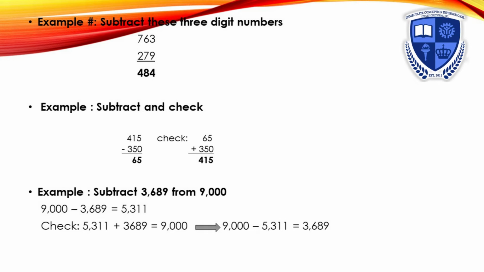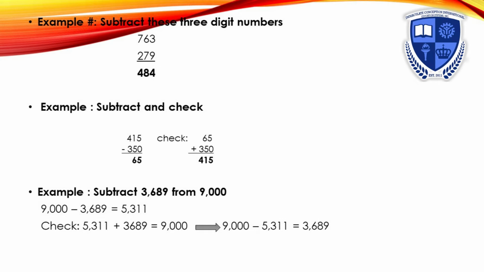Another example, subtract 3,689 from 9,000. It is a given for this example. 9,000 minus 3,689 is equal to 5,311. Ina-apply pa rin po natin dito ang ating place value.